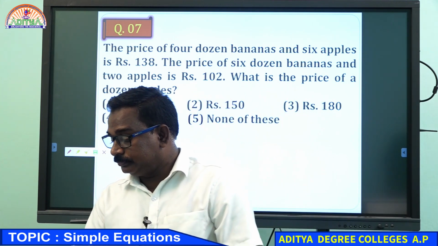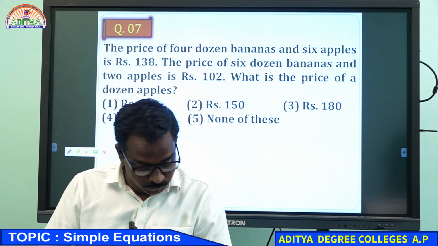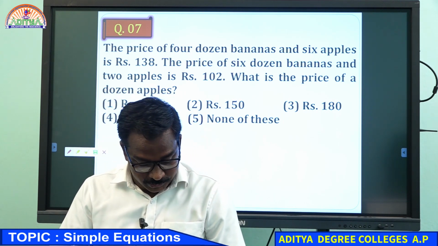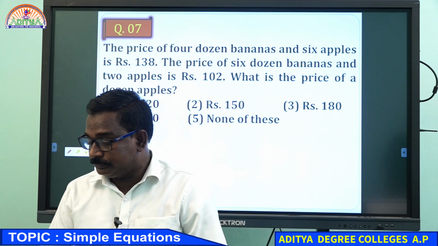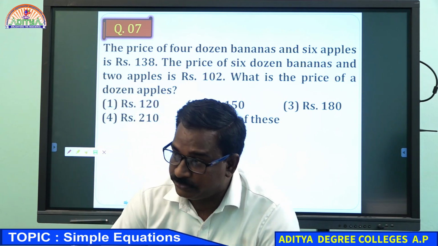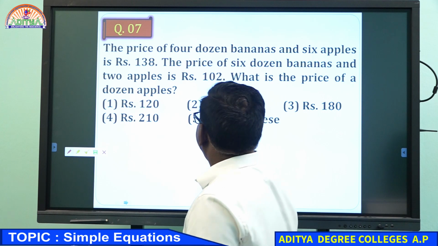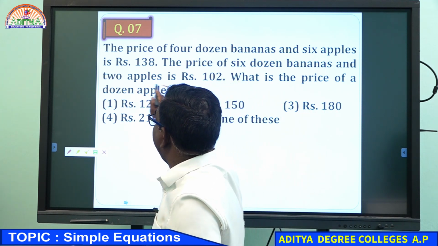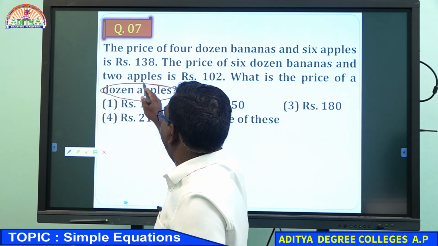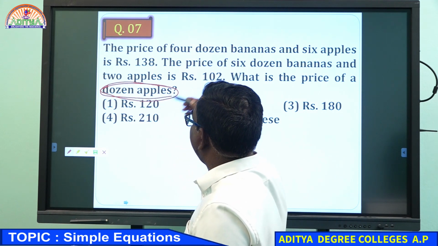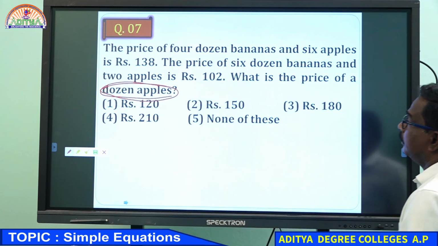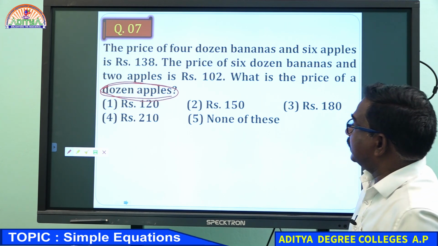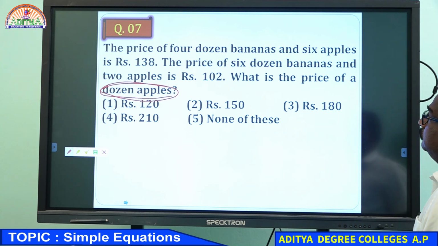How much? Somebody has written 210, somebody written 150. It is asking what is the price of a dozen apples? Dozen means 12. The price of 12 apples is asked.